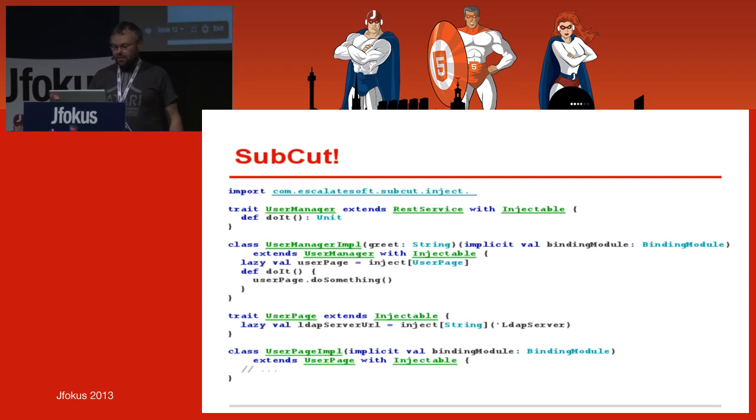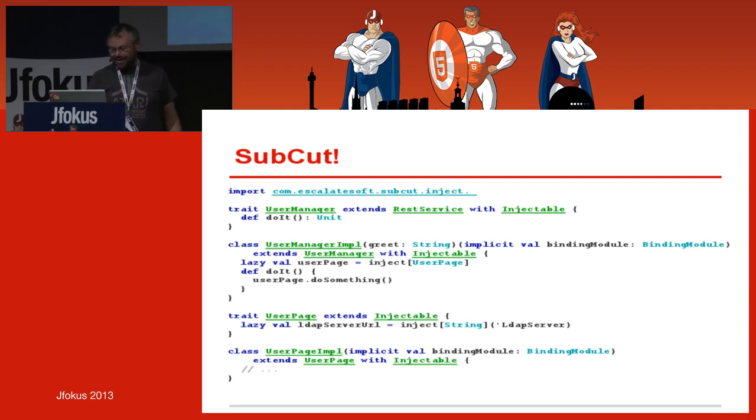It also, when you mix in injectable to a concrete class, requires that there be a binding module available in scope. And so you have to, at that point, put the implicit val binding module in. Now, I've got a fix for that as well. That's where the compiler plugin comes in, but I'll talk about that in a minute.